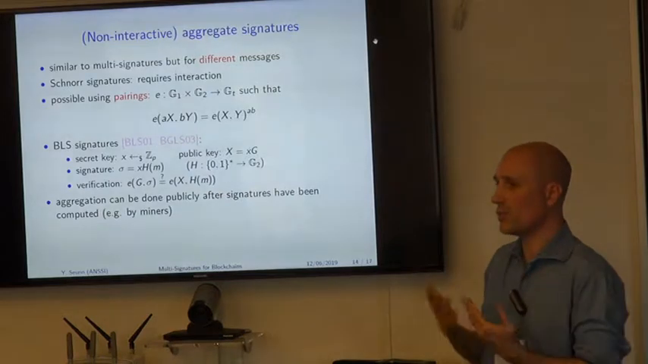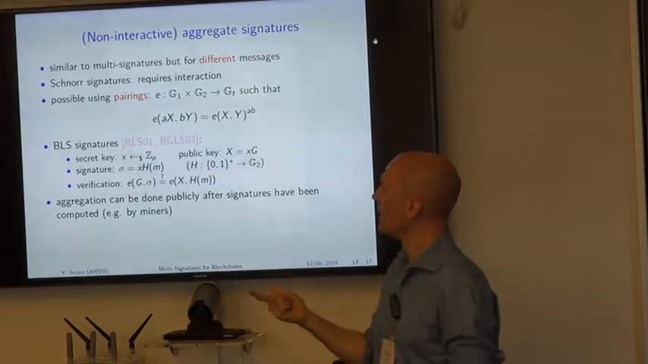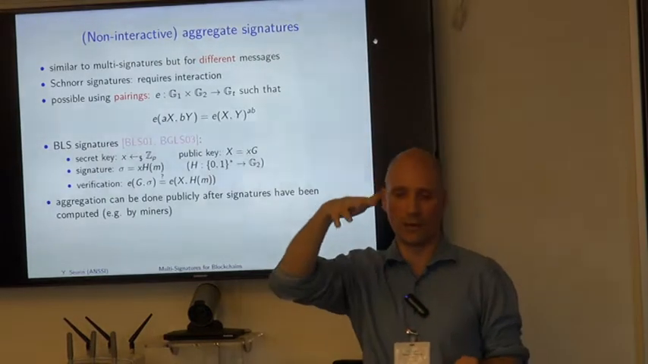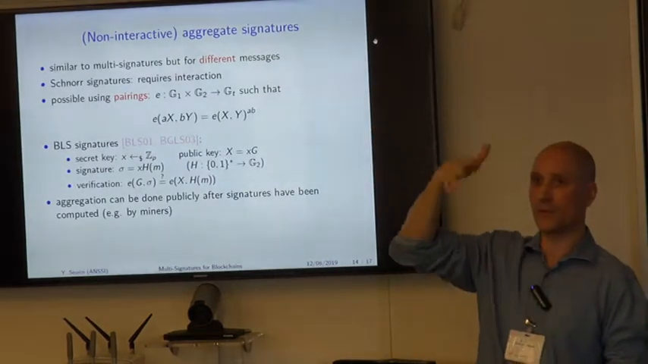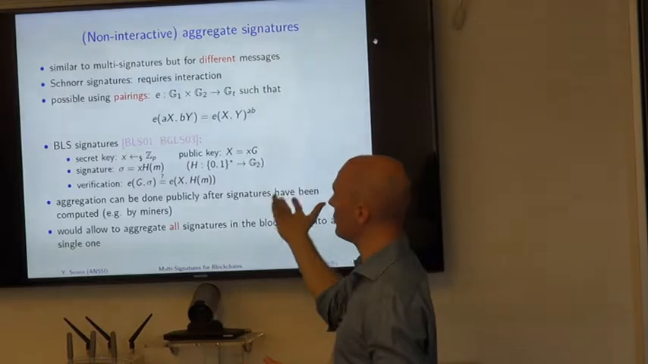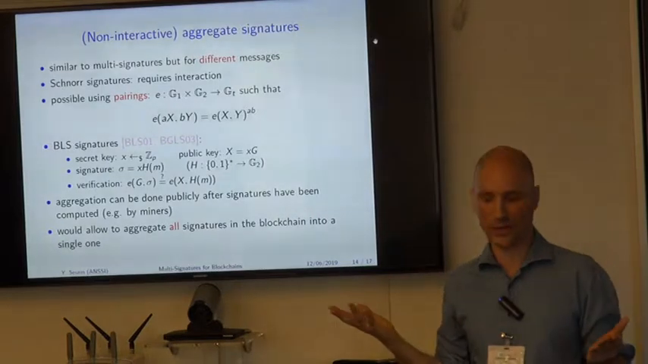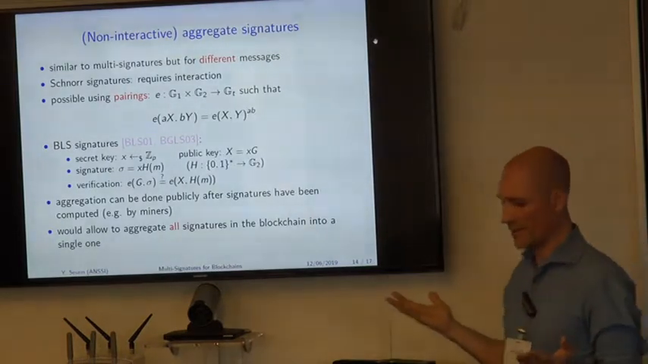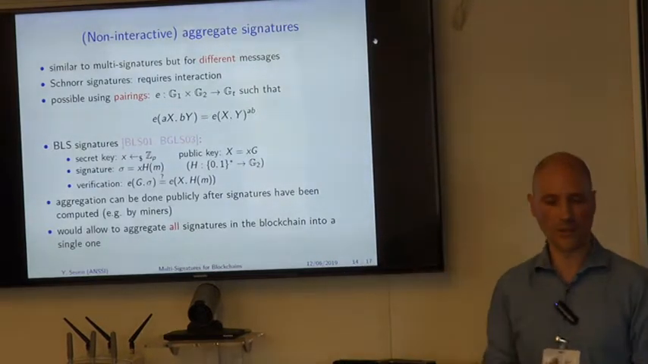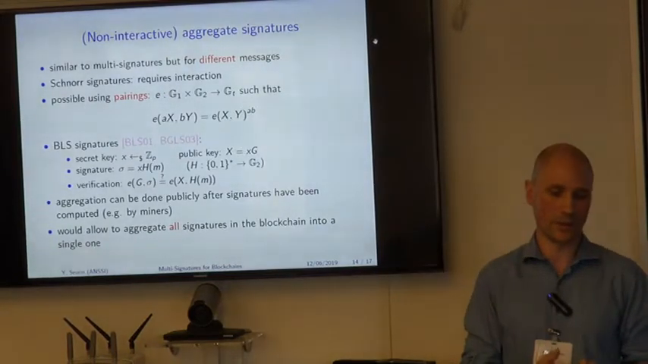Okay, and you can do this publicly even after the signers have produced their signature, which means that this aggregation could be done by miners, for example, which take all the transactions and aggregate all the signatures in all the transactions into one single signature. So using this kind of scheme, you could have only one signature for all the transactions in your blockchain. Which would be a huge space improvement in terms of storage in the blockchain. Verification will still be costly, but at least from a storage point of view, it would be a huge improvement.